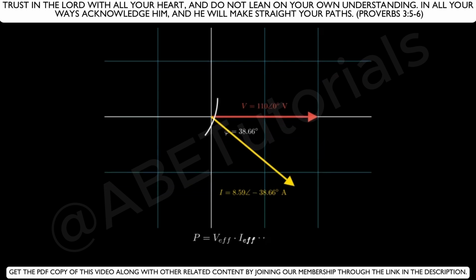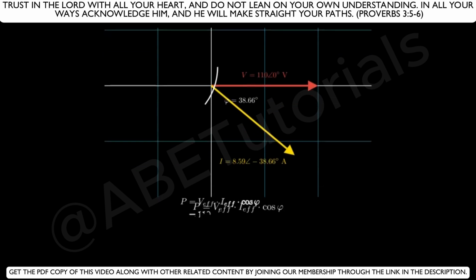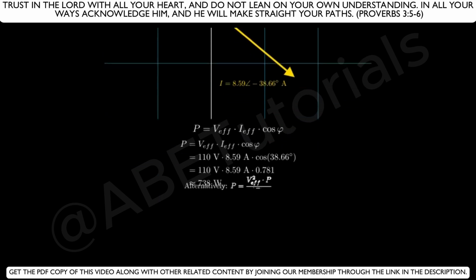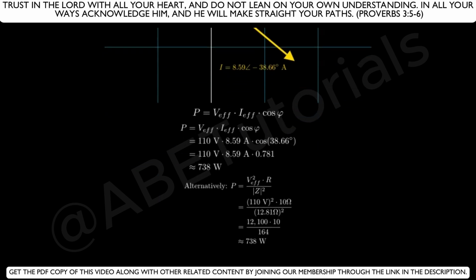Now, let's calculate the power delivered to the impedance. In AC circuits, the real or active power P in watts is given by the product of the effective voltage, the effective current, and the cosine of the phase angle. Substituting our values, we get 110 volts times 8.59 amperes times the cosine of 38.66 degrees, which gives us approximately 738 watts.